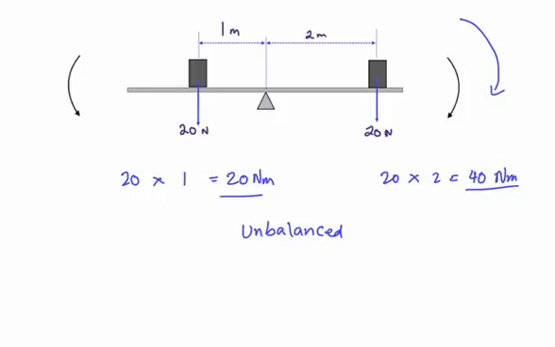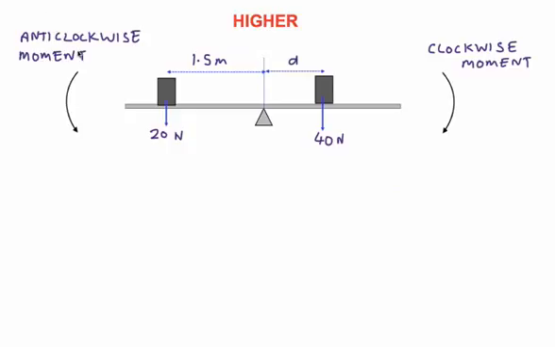Now if you are doing the higher tier, you are going to be required to actually work out either a missing distance or possibly a missing force. So here we have a distance d that we don't know, and we can use this idea of clockwise moments and anti-clockwise moments having to be equal for a balanced object in order to work out d, and this is how we do it. We know if this object is going to be balanced, that the anti-clockwise moment must equal the clockwise moment.